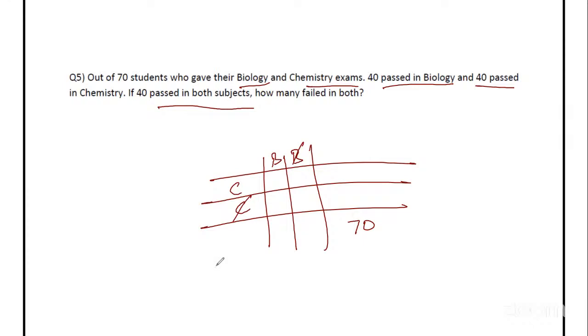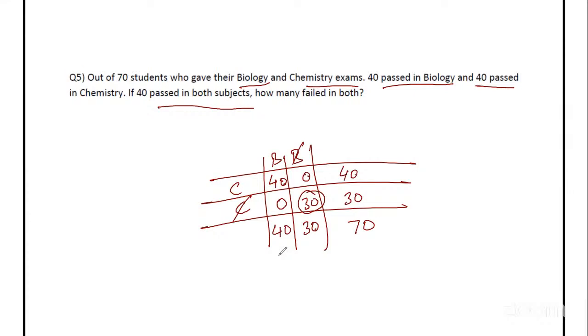So out of the 70 who gave their biology and chemistry exams, 40 passed in biology. So 30 out here, and 40 passed in chemistry. So 30 out here. If 40 passed in both the subjects, how many failed in both? So now we know this is 40 and this is 40, this is 0. We know this is 30, that is 0, so this is 30. And we know this is 40, then this has to be 0. Therefore, the answer is how many failed in both is 30.